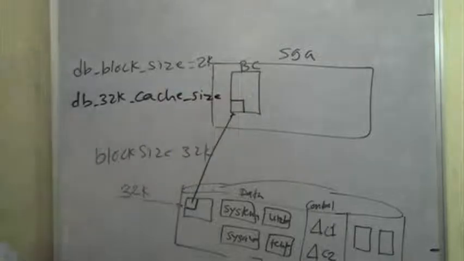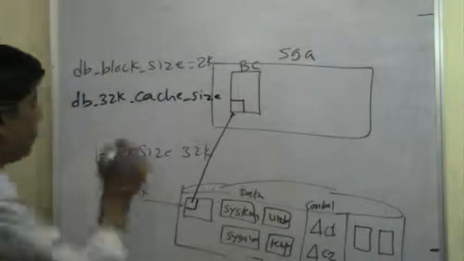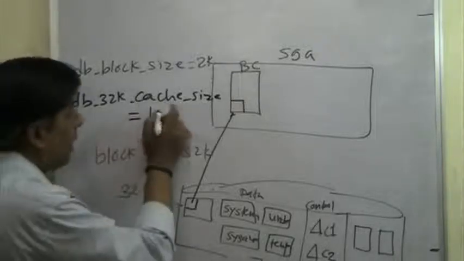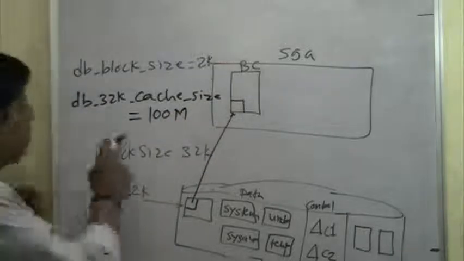So this is an initialization parameter that you must set in your init.ora parameter. And what should be the value of this init.ora parameter? Let us say I specify this as 100 megabytes. So what is going to happen?